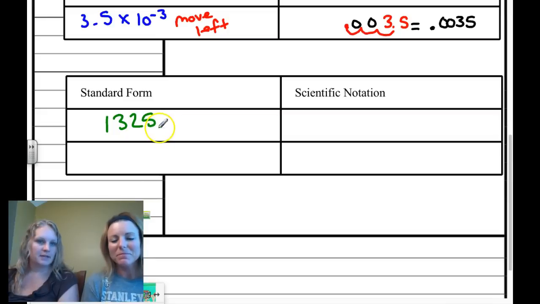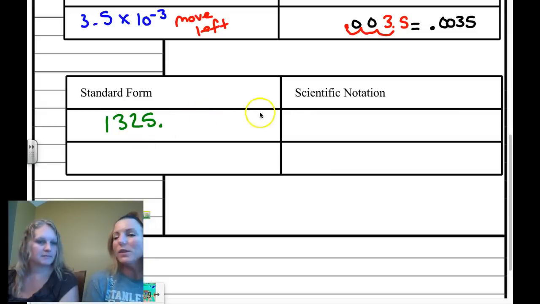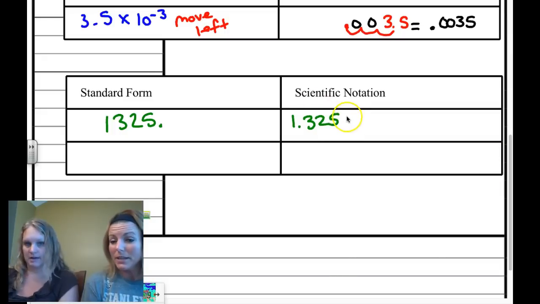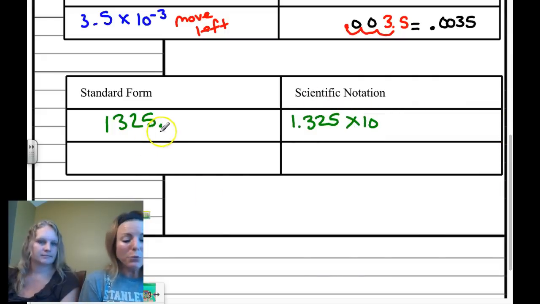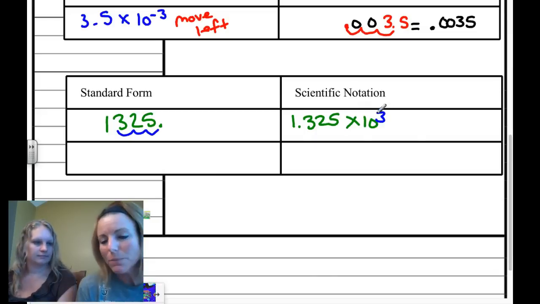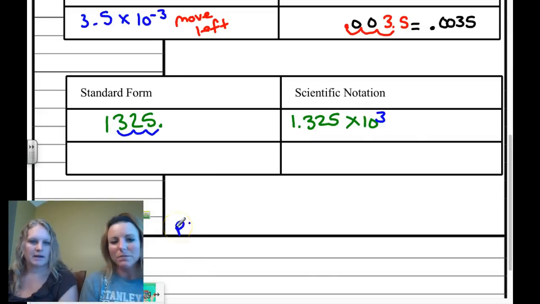I'm going to need it over here somewhere. I would like it between the 2 numbers that are farthest over, and that's always how you do that. So I'm going to need 1.325 times 10 to the, and we moved it 3 places to the left, 2, 3, and so it is a positive 3. When it's a bigger number like that, the exponent is going to be positive versus negative. Positive exponent.